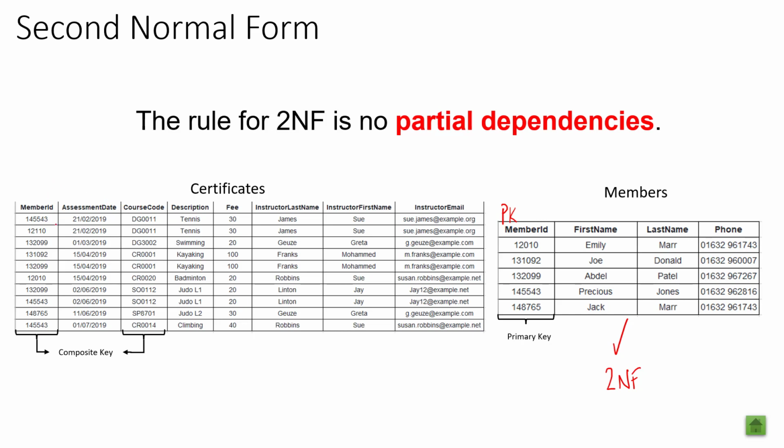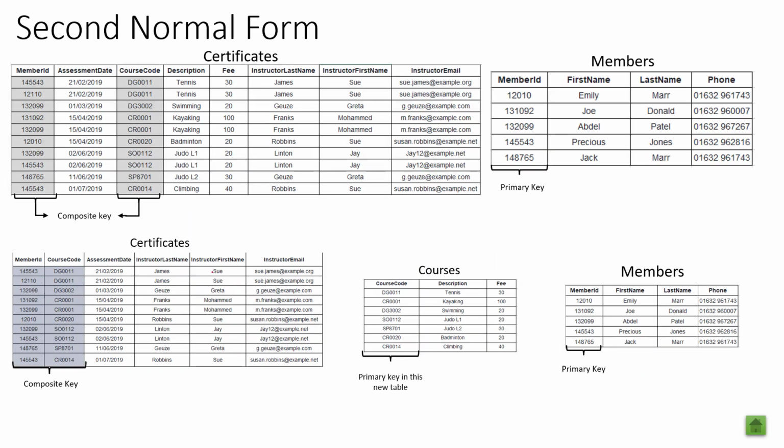So to help us identify any partial dependencies in the certificate table, the attributes that make up the primary key have been highlighted. And you can see here our highlighted attributes, member ID and course code, and they are the two attributes that make up the composite key. The non-key fields are not highlighted. So let's go through them one by one and see if they have any partial dependencies.